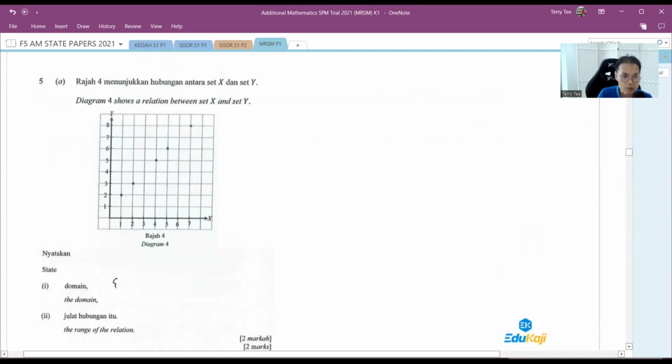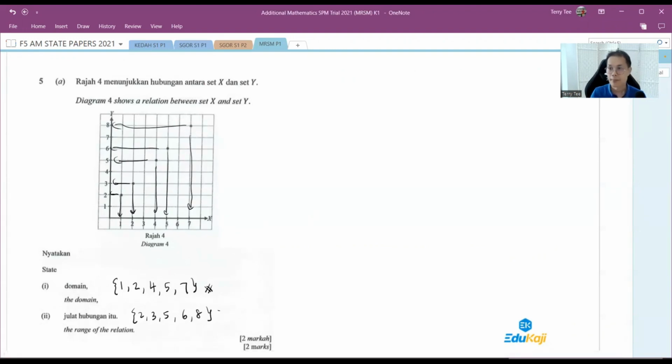So your domain will be your x values. We start from 1. You have 2. You can see the domain is your x values: 1, 2, next one will be 4, and 5 and 7, right? 1, 2, 4, 5, 7. That's it. Okay, how about range? Range is your y value. My y values will be 2, 3, 5, 6, 8. So we write 2, 3, 5, 6, 8. All right.